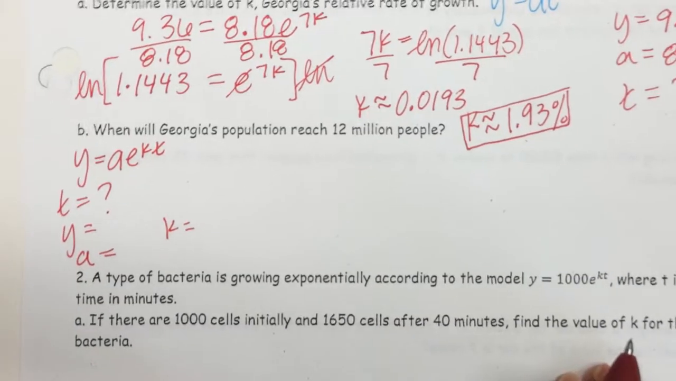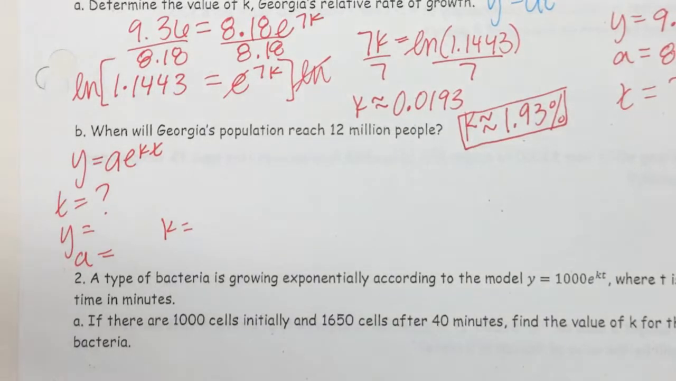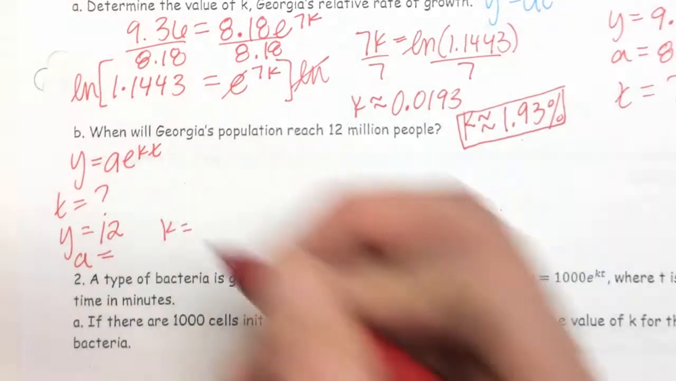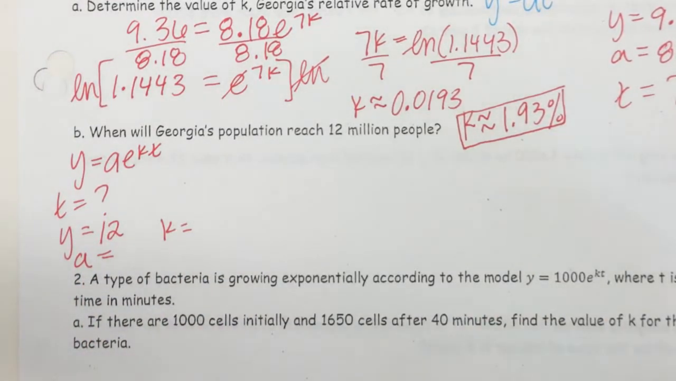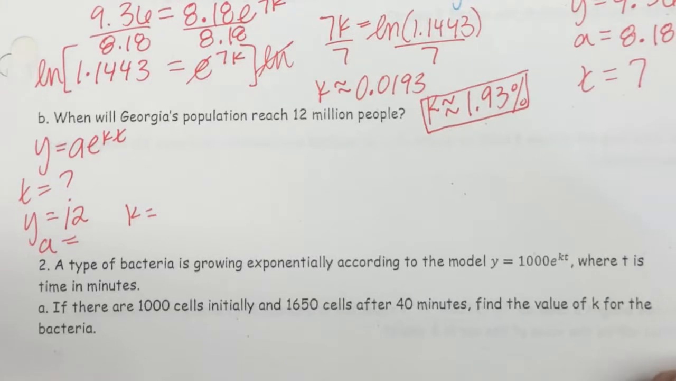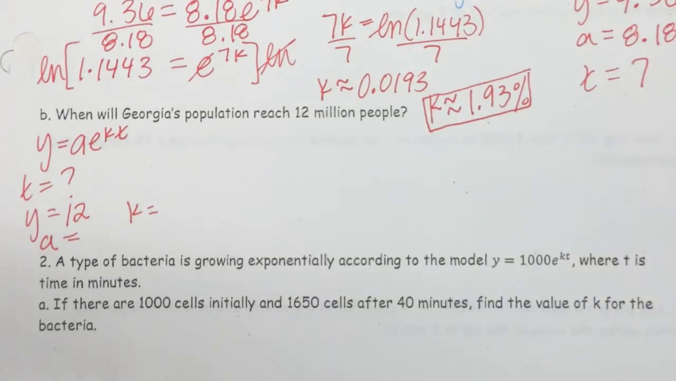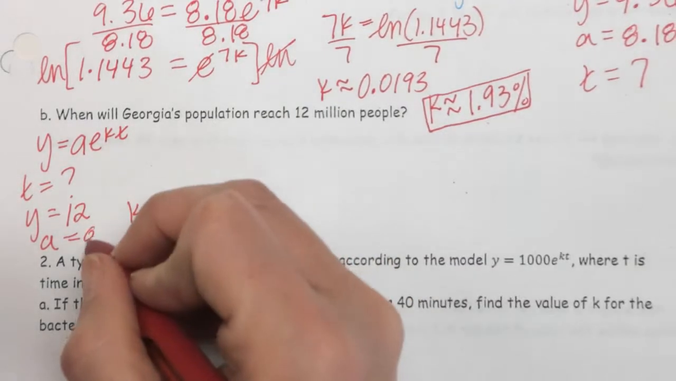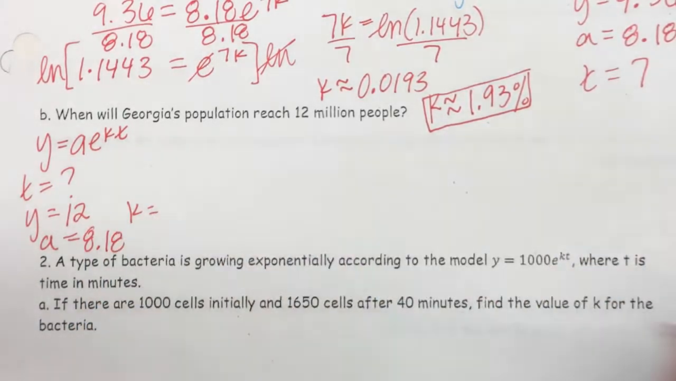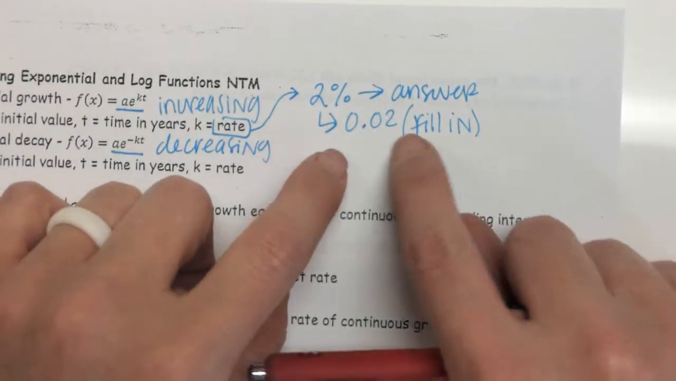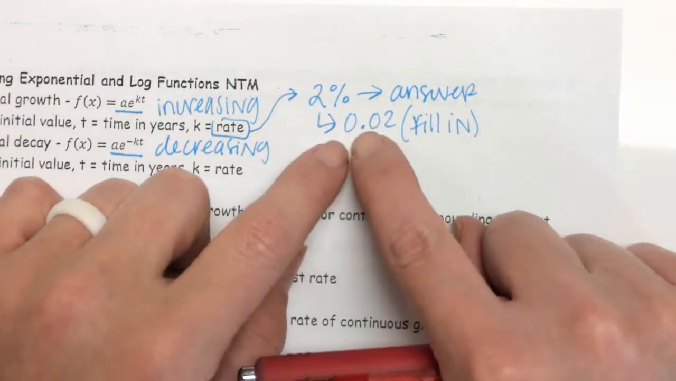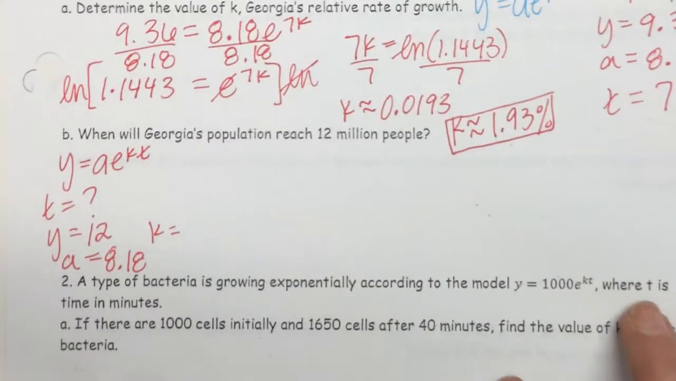All right, tell me what you think Y would be. 12, what we're trying to get to, so 12 million. What about A? Yeah, the initial population still hasn't changed, right? Still 8.18. What about K? Close. Yes, when we fill in the formula, we always have to have it in decimal form. So the decimal form was what?